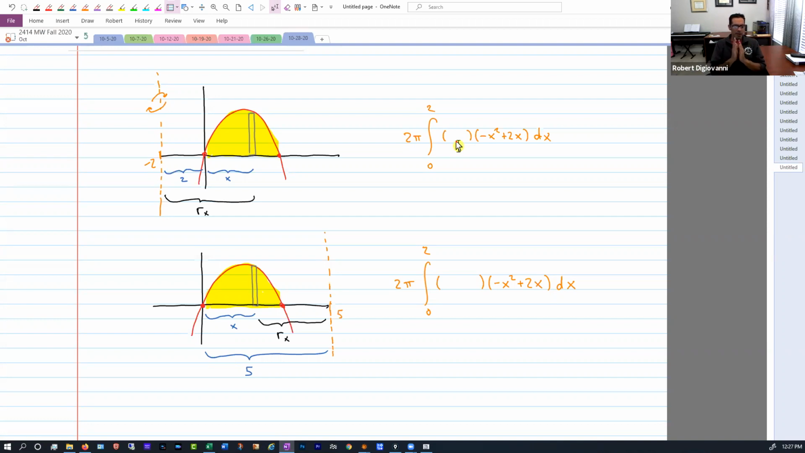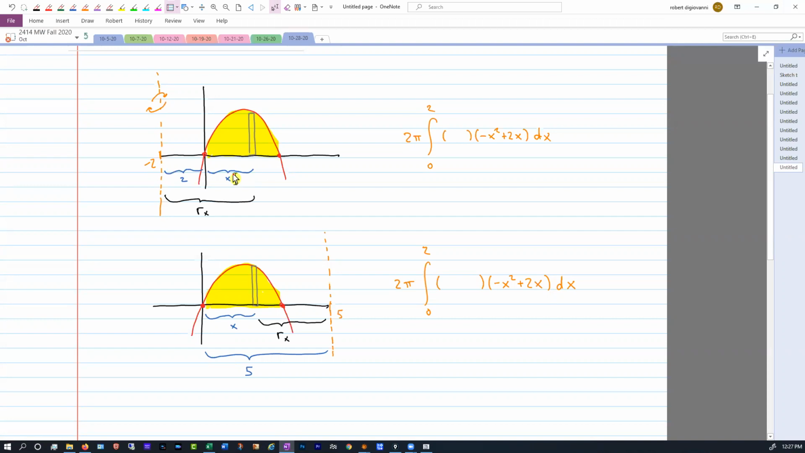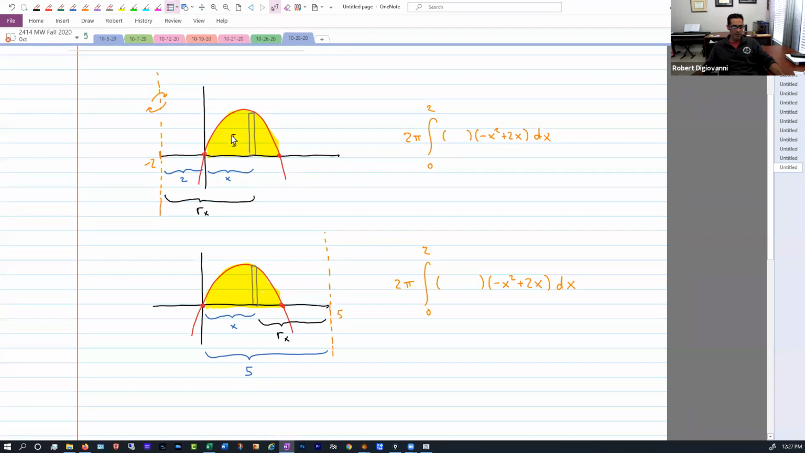But in the first example, I said that is x, right? But in general, it's not, because here, x is the distance from the y-axis to the rectangle, but it's not the distance from the axis of rotation to the rectangle. And that's what we need. So what would this be here for us in this problem?